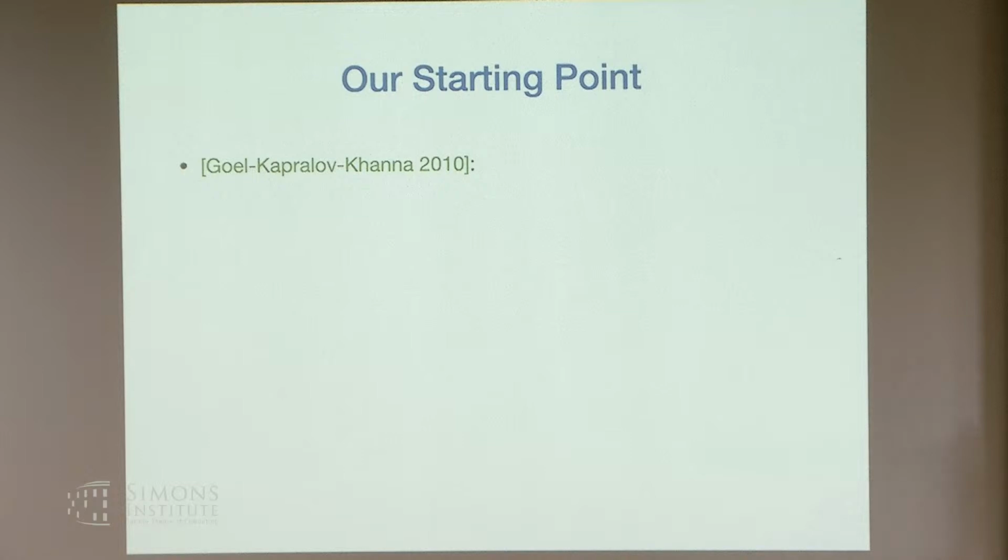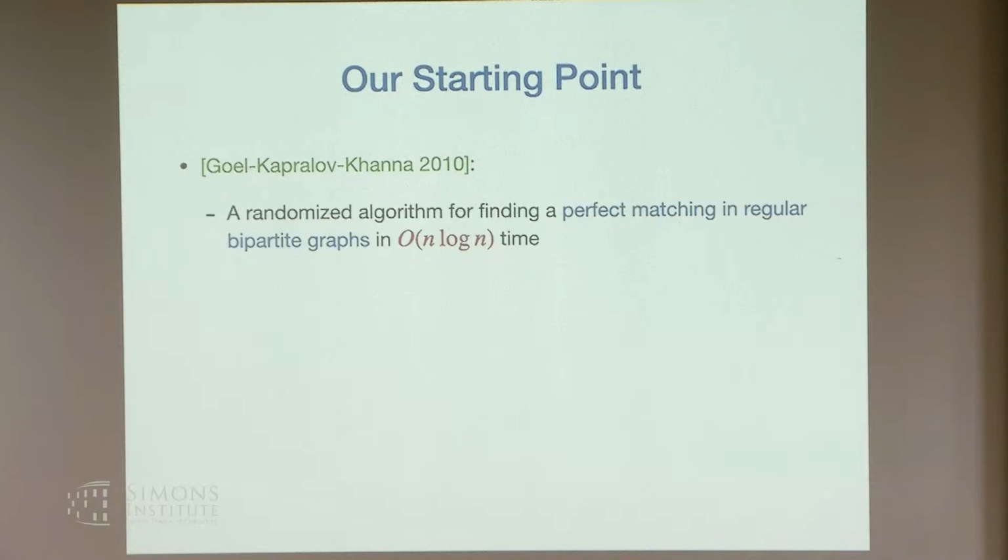And this was really our starting point. So these guys design a randomized algorithm. Give me a regular bipartite graph. It always has a perfect matching. And they show that you can find it in n log n time. This is truly a sublinear time algorithm. You don't need to read the entire graph. You can find it very fast.